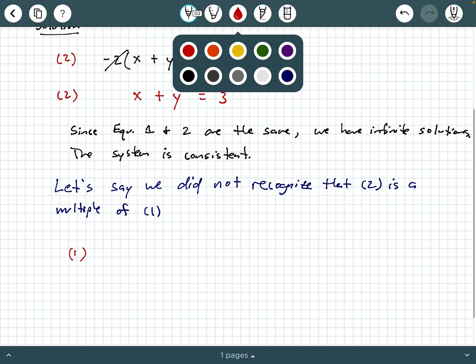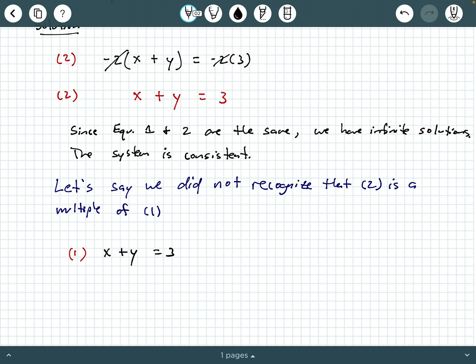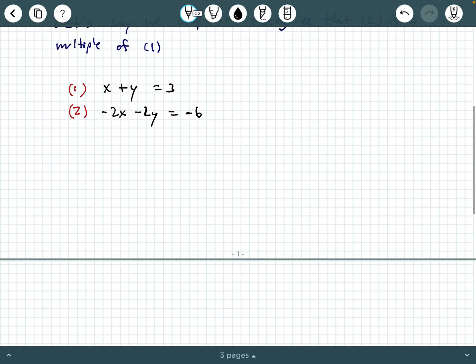Equation 1 is x plus y equals 3, and equation 2 is negative 2x minus 2y equals negative 6. Well, let's just proceed as if we didn't recognize that 2 was a multiple of 1. So we can rewrite equation 1 by solving for one variable in terms of the other. Let's just be different this time and say y equals negative x plus 3. So notice I'm taking equation 1, I'm solving for the variable y in terms of x, and then I'm going to substitute into equation 2.